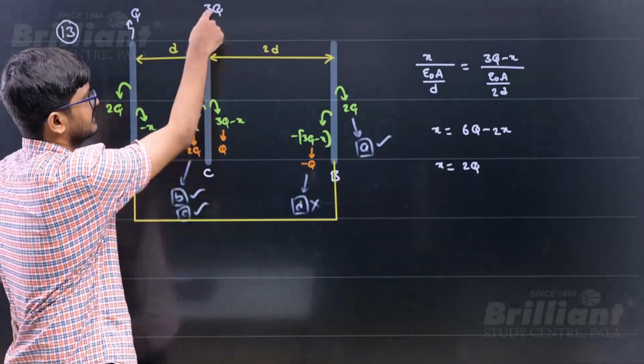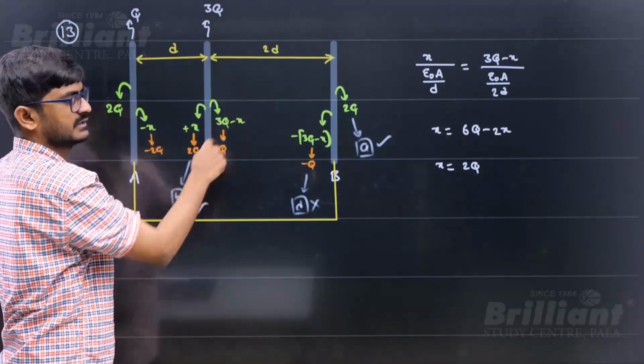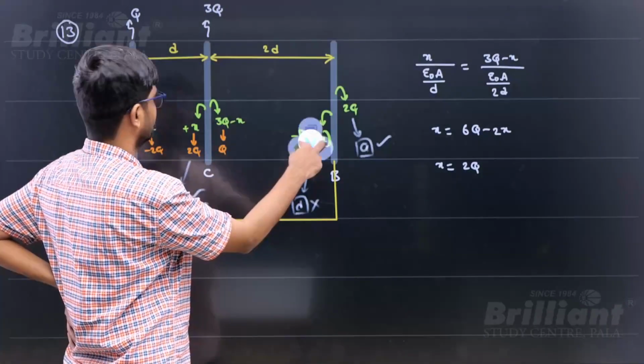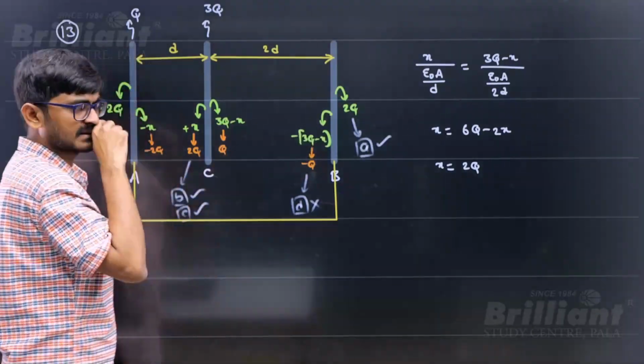So if the charge is x, this is total 3Q. So this charge will be 3Q minus x. Now if this is 3Q minus x, this will be minus of 3Q minus x. Okay. Now that much you can manage.